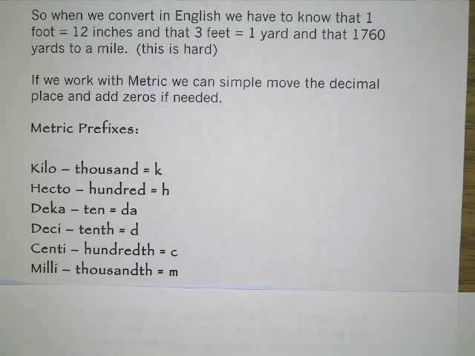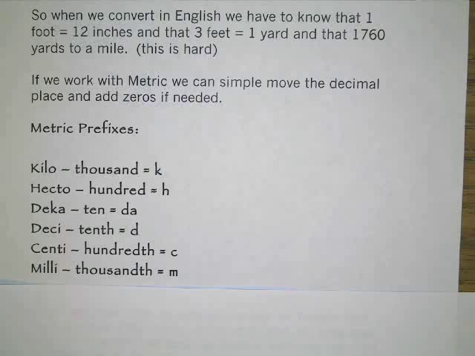Then we have deci, which is our tenths place, so the first number after the decimal, and it's represented with just a simple D. So DM would be decimeter. Science uses this, and you will probably see this somewhere in ag as well. Centi then is hundredths and represented with a simple C. And then milli is thousandths, represented by the M.